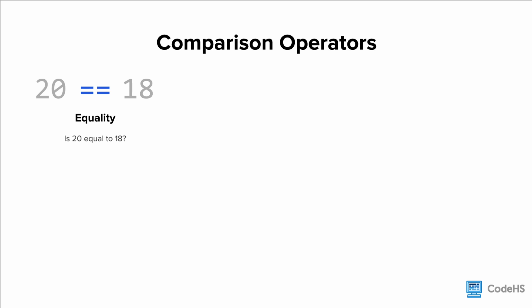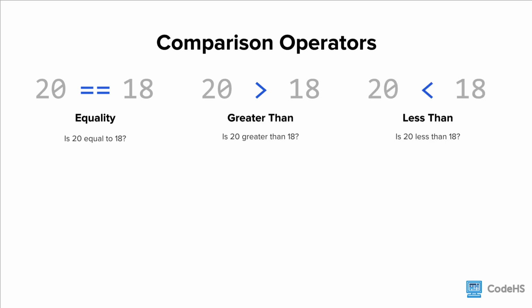Let's go over several useful comparison operators. To check equality of two numbers, we use the equals or equality operator, which is denoted by two equal signs. To check whether a value is greater than another value, we use the greater than operator. Likewise, we can check to see if a value is less than the other value by using the less than operator. To check whether a value is not equal to another value, we use the inequality operator, which is denoted by an exclamation mark and an equal sign.